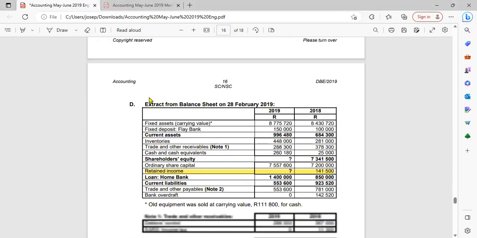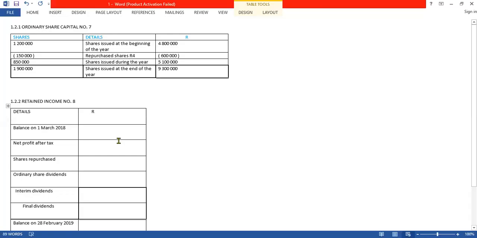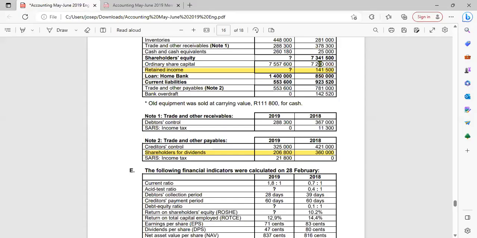We have this information. So I said I'm going to start at the beginning. We have retained income, which is 141,500, the balance at the beginning of the year. Let me record it in my answer sheet. Balance at the beginning is 141,500. It is given, right? Then I want net profit after tax.